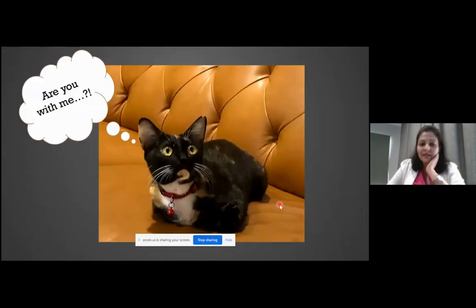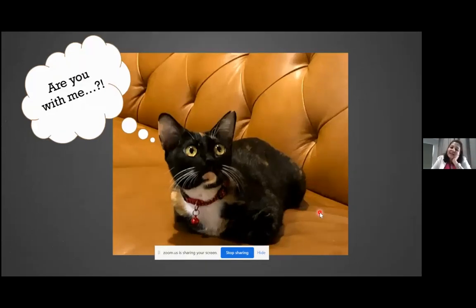Are you with me? I hope all of you are concentrating and I'm not dozing off. This is my cat and she loves to sit on the sofa. So I hope I have woken all of you.